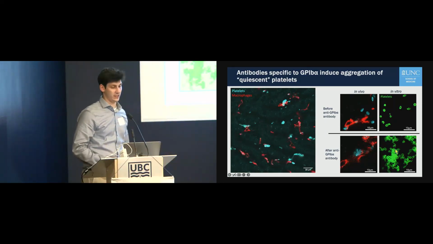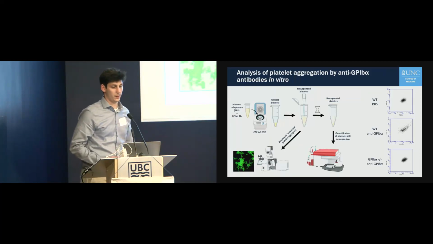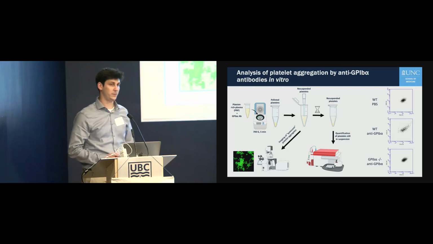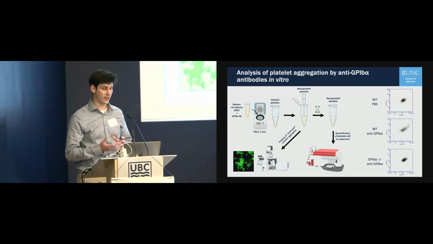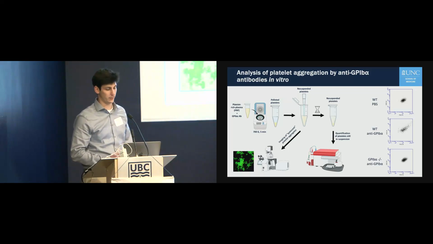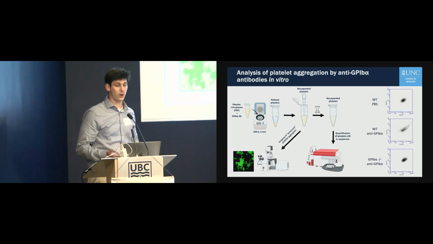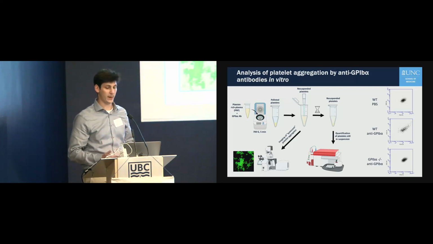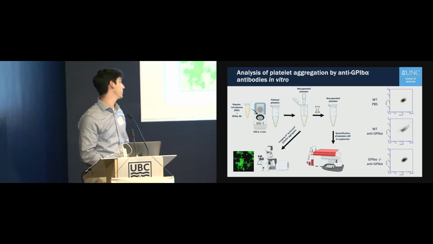So to investigate this in vitro, we isolate the platelet-rich plasma, or PRP, from mice. We can then add in our anti-GP1B alpha antibody, spin these platelets down into a platelet pellet, and upon resuspension, we get these platelet aggregates that over time eventually settle to the bottom of the tube. Before this happens, we can take these aggregates and image them via confocal microscopy, as seen in this image. And then after they settle, we can take the supernatant, and there are some residual platelets remaining in suspension, and we can quantify this by flow cytometry.